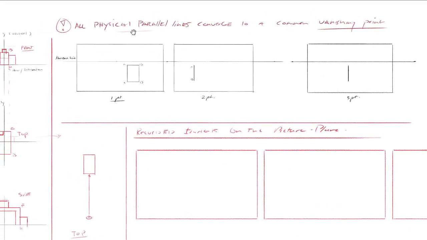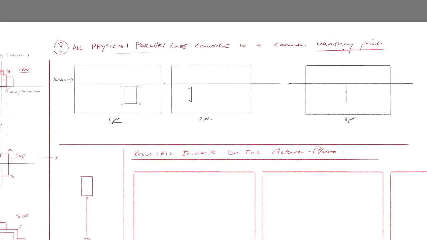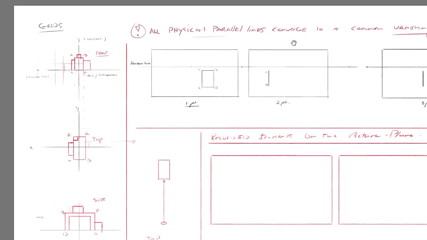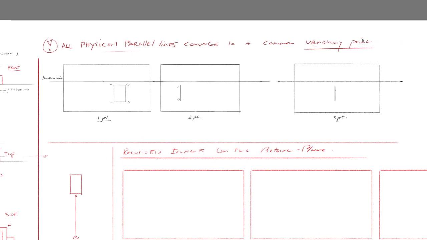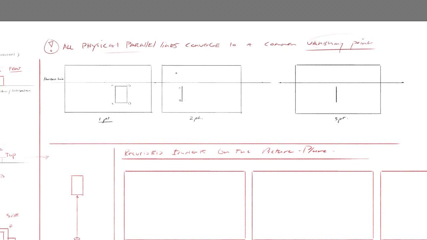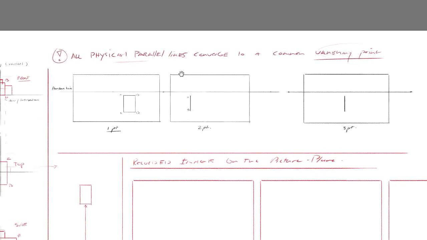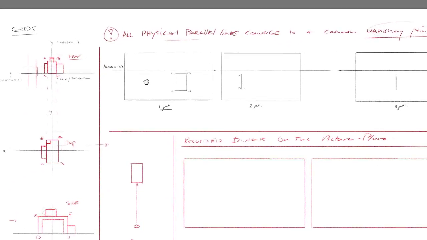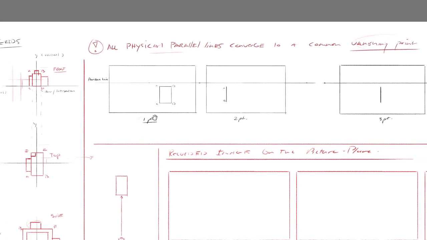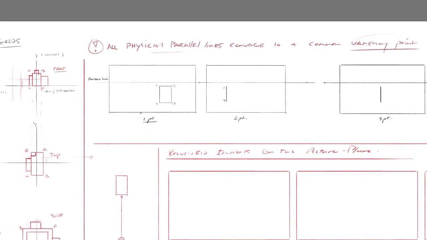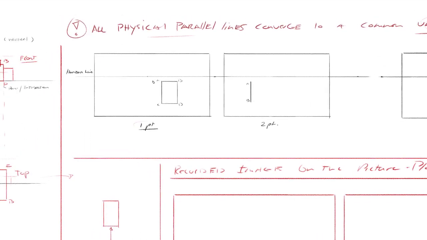Okay, so all physical parallel lines converge to a common vanishing point. So this is the thing with perspective grids. There are vanishing points, and this helps us to actually draw in 3D space. So where do these vanishing points come from? Again, what are they? So on a 1-point perspective, like the name says, there's one vanishing point to think about. And this makes it easier because there's only one vanishing point, and this vanishing point is on a horizontal line, or on the horizon line.